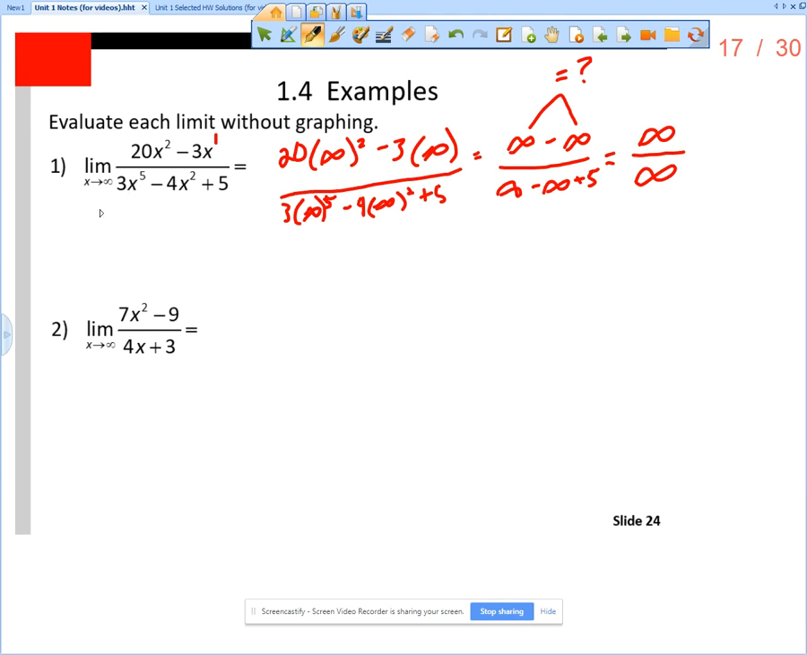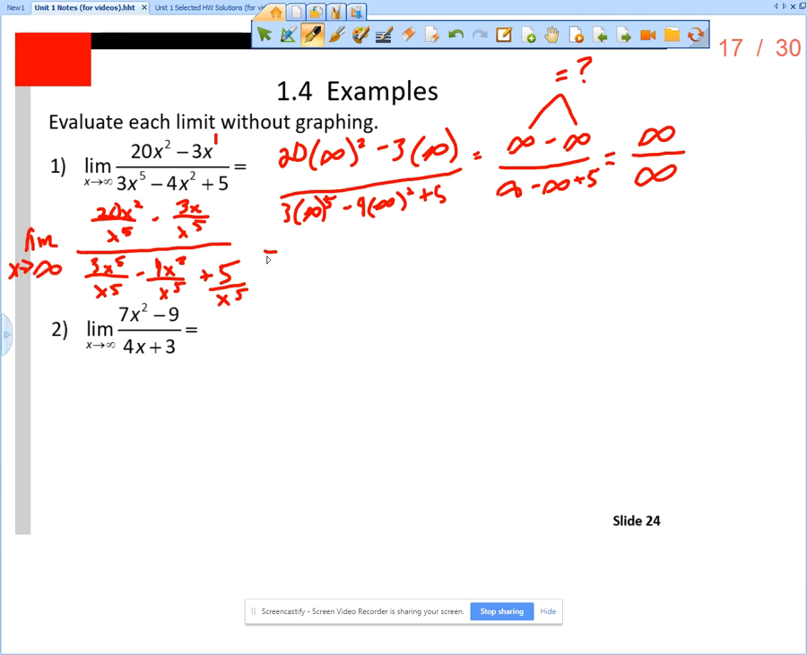All right, so I have 20x squared over x to the 5th minus 3x over x to the 5th, all divided by 3x to the 5th over x to the 5th minus 4x squared over x to the 5th plus 5 over x to the 5th. And remember, we have not evaluated the limit yet, so the limit as x approaches infinity.